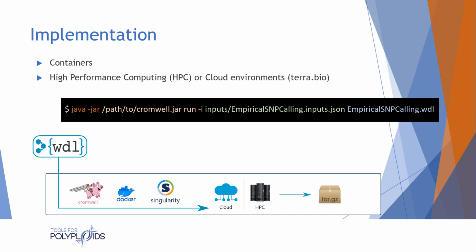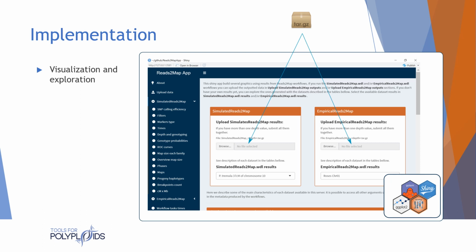WDL also allows an interface with Docker and Singularity containers to increase reproducibility, facilitate access to diverse software, and use in high-performance computing or cloud service environments. The Cromwell software can be used to run the workflows with a single command. The final workflow output is the input for the Reads2Map app, a Shiny app which allows interactive visualization and exploration of the genetic maps produced and selection of the best pipeline.